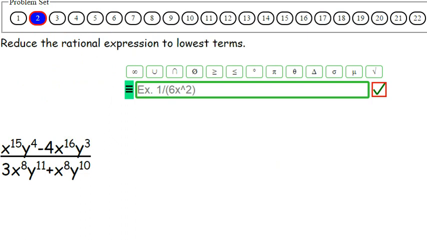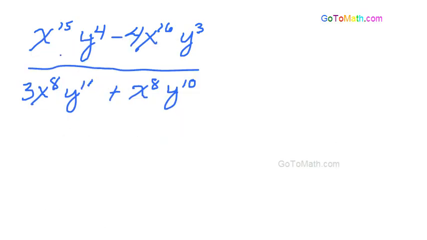Reduce the rational expression to lowest terms. Okay, it looks to me like we're going to be pulling out some stuff. We've got an x to the 15th, an x to the 16th. So you always pull out the one that has the smallest exponent. So we're going to be pulling out an x to the 15th.